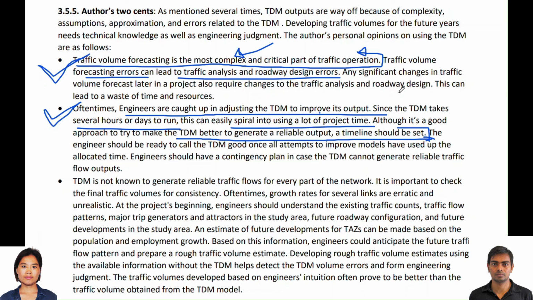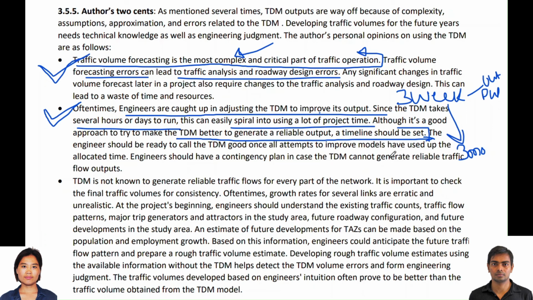So let's say we spent 3 weeks on TDM, and we came up with one output which kind of looks good. Then we can easily spend like 3 months and still not have much improvement over the existing. So we should be a little bit mindful of the time, because as engineers we try to overthink and make everything perfect, but TDM is a messy topic, and we should know how much time is allotted to TDM. It can easily spiral in a lot of project times.